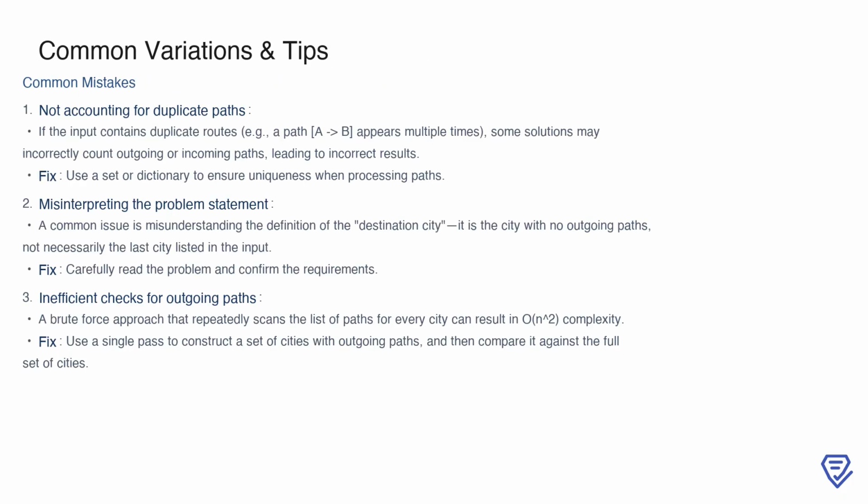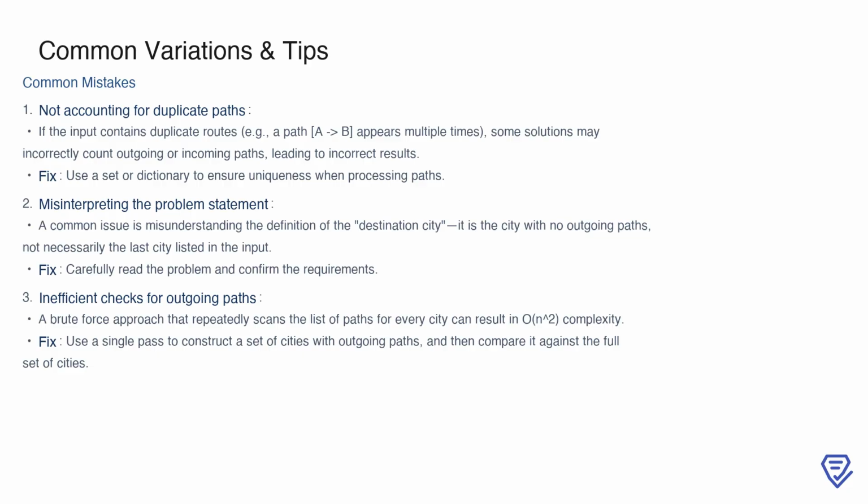Common mistakes often arise when solving the destination city problem, and one frequent issue is not accounting for duplicate paths. For instance, if the input contains duplicate routes like A-B appearing multiple times, some solutions may mistakenly overcount the outgoing or incoming paths. To avoid this, you can use a set or a dictionary to ensure that each path is processed uniquely. Another common pitfall involves misinterpreting the problem statement itself. Remember, the destination city is defined as the one with no outgoing paths, not necessarily the last city listed in the input. Always take the time to carefully read and understand the problem requirements.